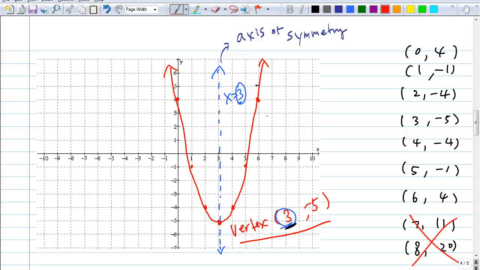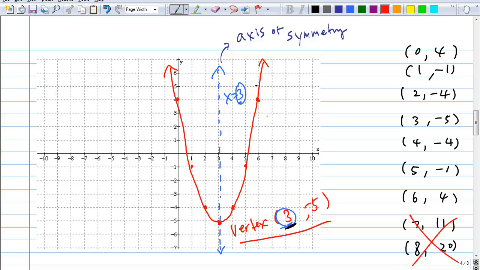So here's what I'm trying to say. On your homework tonight, whenever you plug in 0, 1, 2, 3, 4, 5, and so forth, guys, do you think it'll always get you the vertex? No, because what if the vertex is at like 3.5? What if the vertex was at x equals 10?